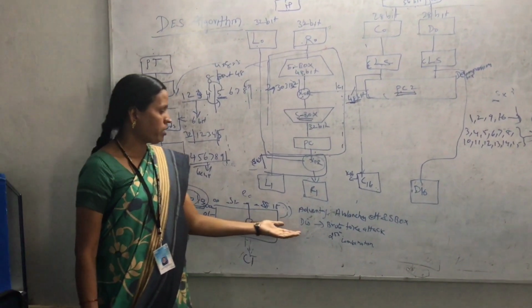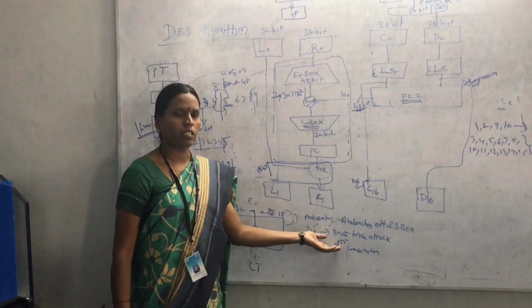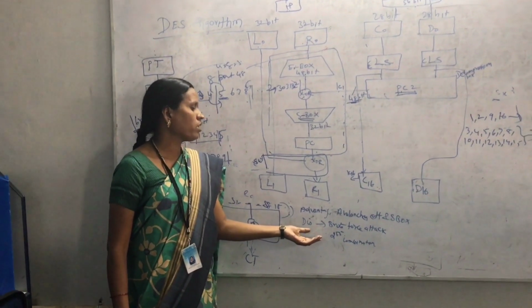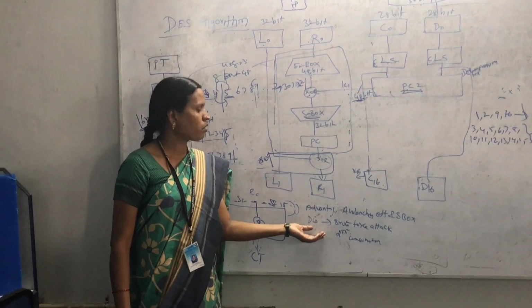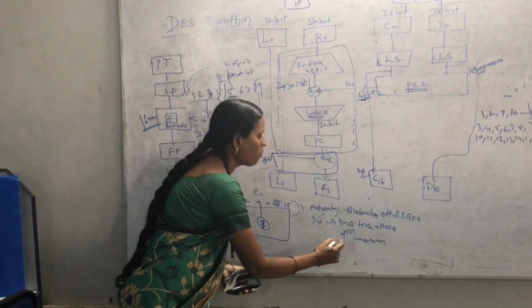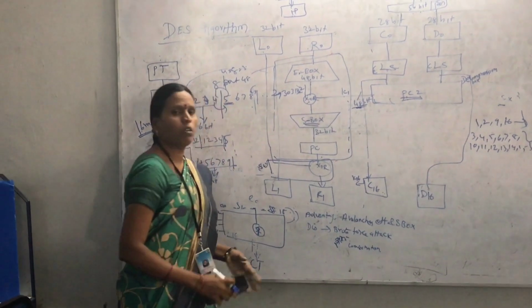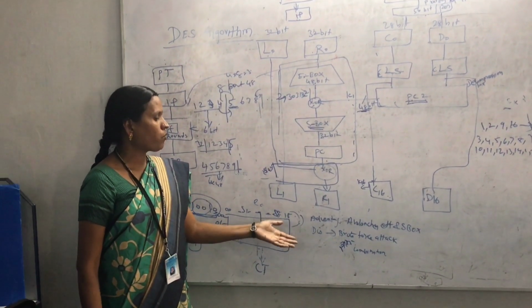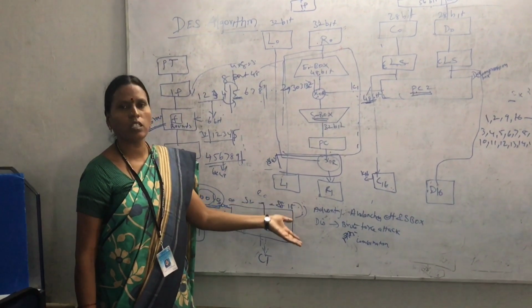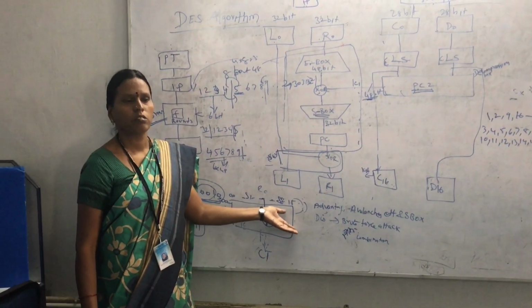Then the disadvantage is brute force attack. The key space is only 2 power 55 combinations. So attackers can perform this, and with 2 power 55 they can easily reveal the plain text.